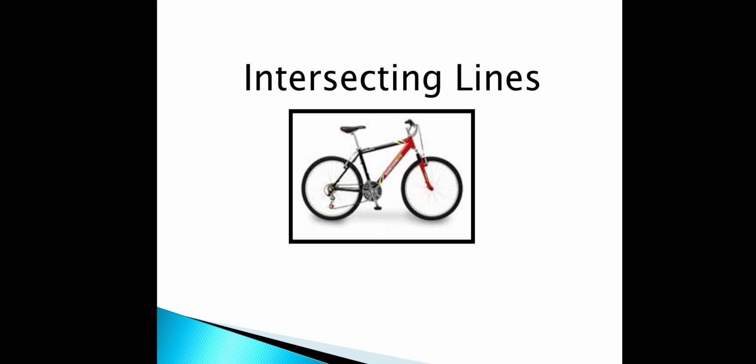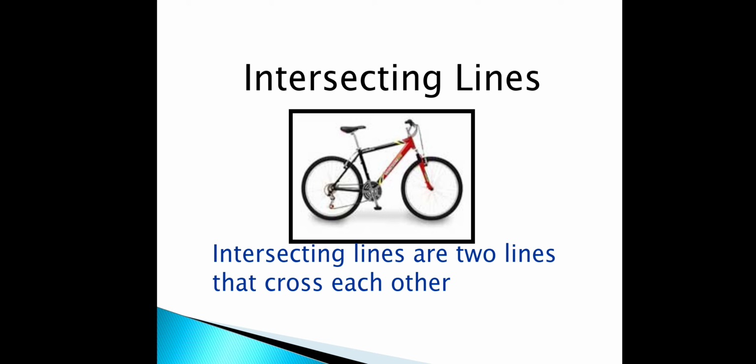The second relation, intersecting lines. Intersecting lines are two lines that cross each other. They meet in one point. Can you find the intersecting lines? In this road, this is the intersecting lines between this road and this road.